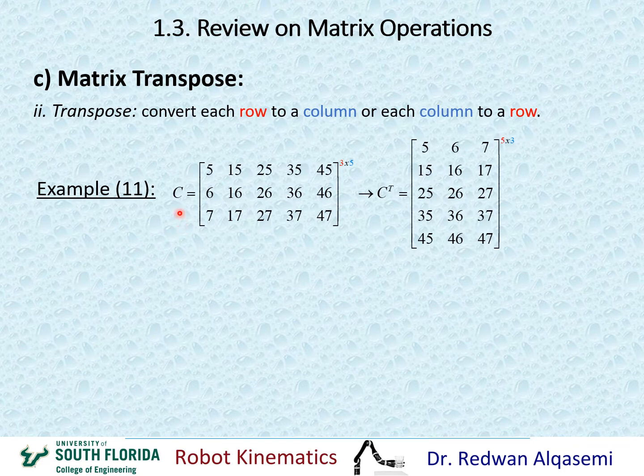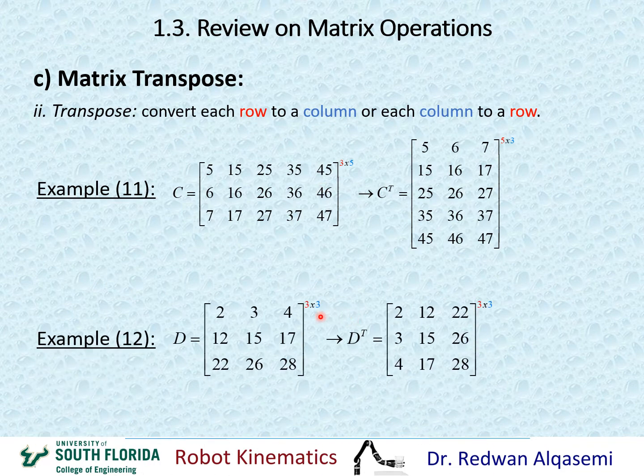Example 11, if I have C matrix, which is a 3 by 5, I can transpose this matrix to become a 5 by 3. So I'm going to take each row here, make it into a column. So row 1 goes to column 1, row 2 becomes column 2, and row 3 becomes column 3. You can do the same thing if you want to do it the other way. You take the first column here, make it row 1, and then second column, make it row 2, and so forth to the end. Example number 12, if I have D of a 3 by 3 dimensions, and I'd like to get the transpose for this, it will also be 3 by 3. Again, I take the first row, make it the first column, and then second row to second column, and third row to third column.